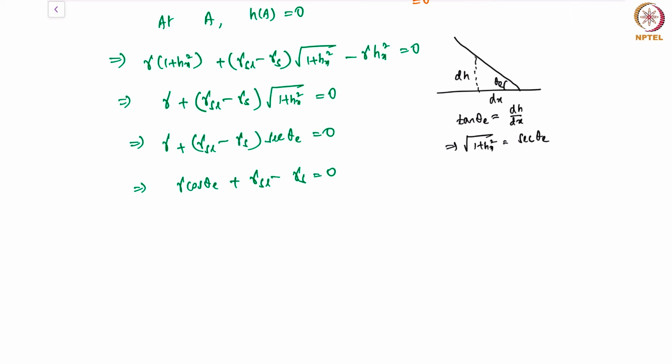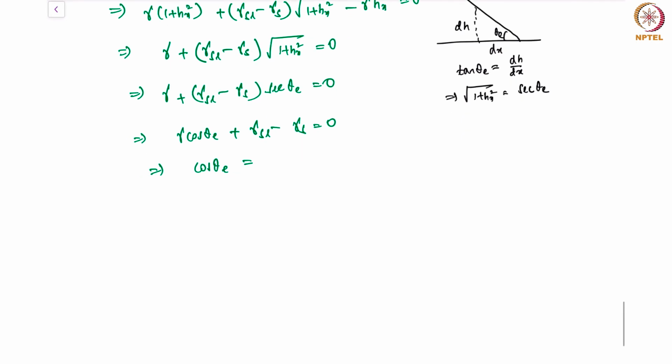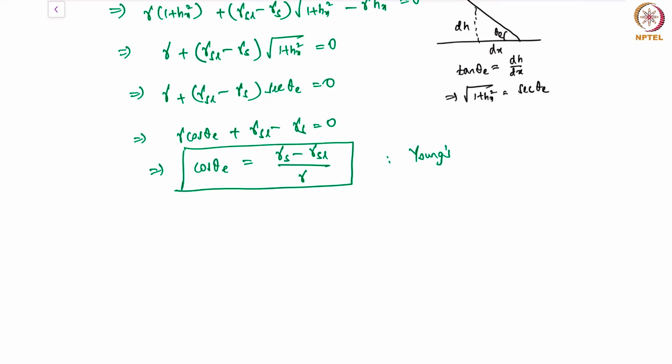This is one of the variations of Young's law, or another way to write Young's law: the cosine of the contact angle will give me the relationship between the surface energies. Young's law. Okay. Now note that the gravity term drops out.